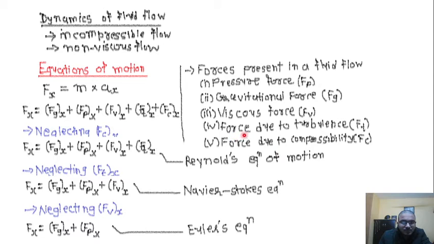Now we neglect the force due to turbulence Ftx, then we are left with three forces, that is gravitational, pressure and viscous. So this is the Navier-Stokes equation, and next we neglect the viscous force, then we get Euler's equation.